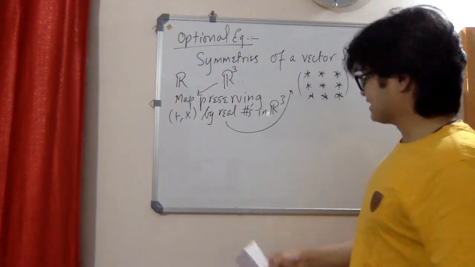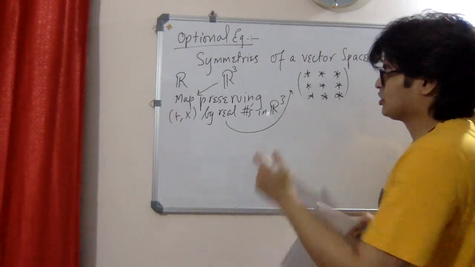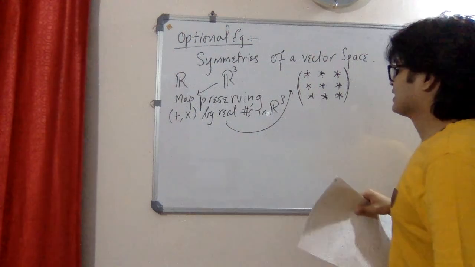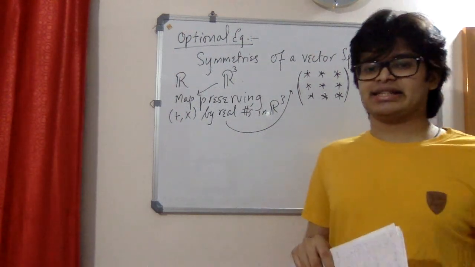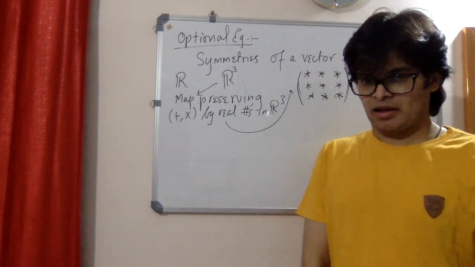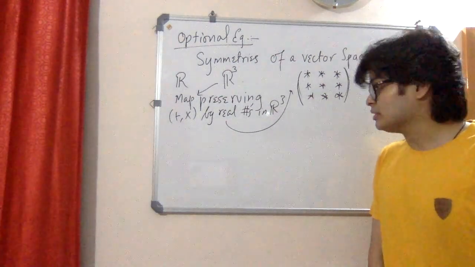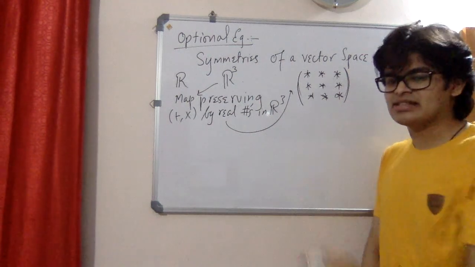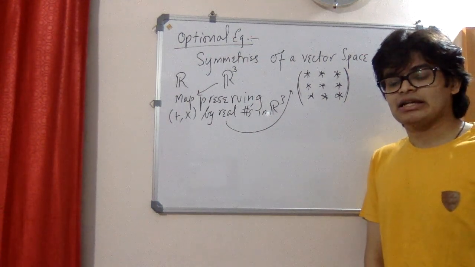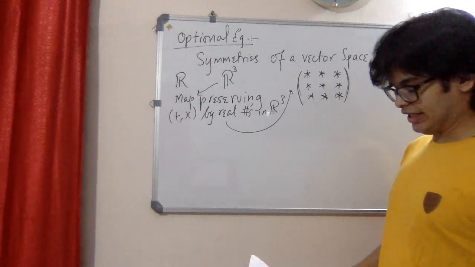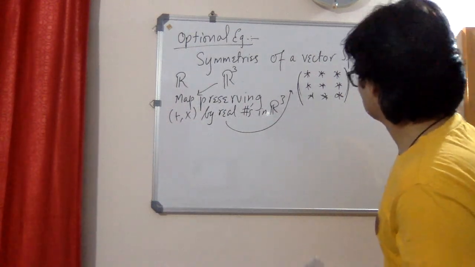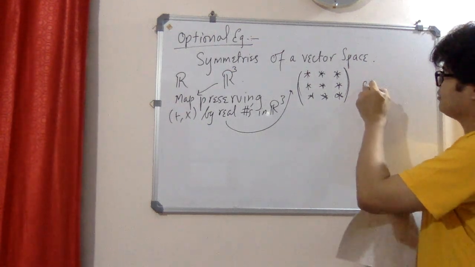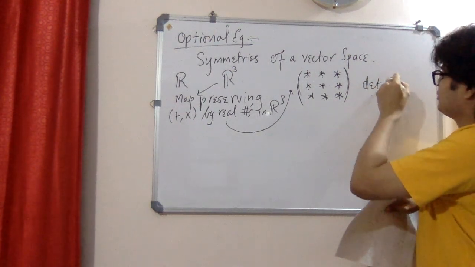Now for these matrices to have a symmetry, it is essential that they have an inverse. I again repeat that for these to have symmetries, they have to be invertible. Now again from knowledge from linear algebra, we know this matrix has an inverse if and only if the determinant is not equal to 0.